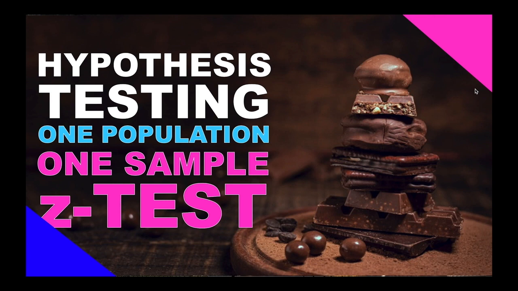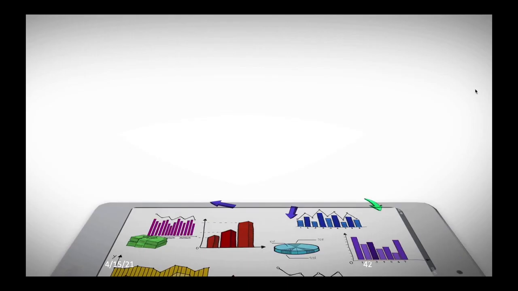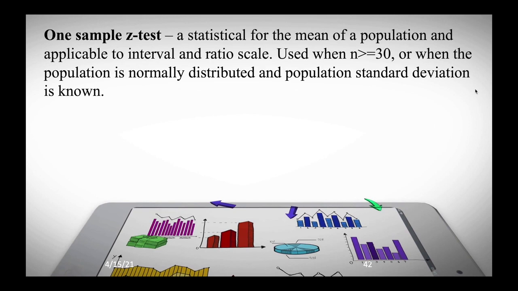So again, as part of our recap on our topic regarding the introduction on hypothesis testing, we have the two different populations here, wherein those are one population and two population. For this presentation, we will tackle only the one population and one of its subtopic, which is the one sample z-test. Okay, so let's start with the one sample z-test, one population hypothesis testing.